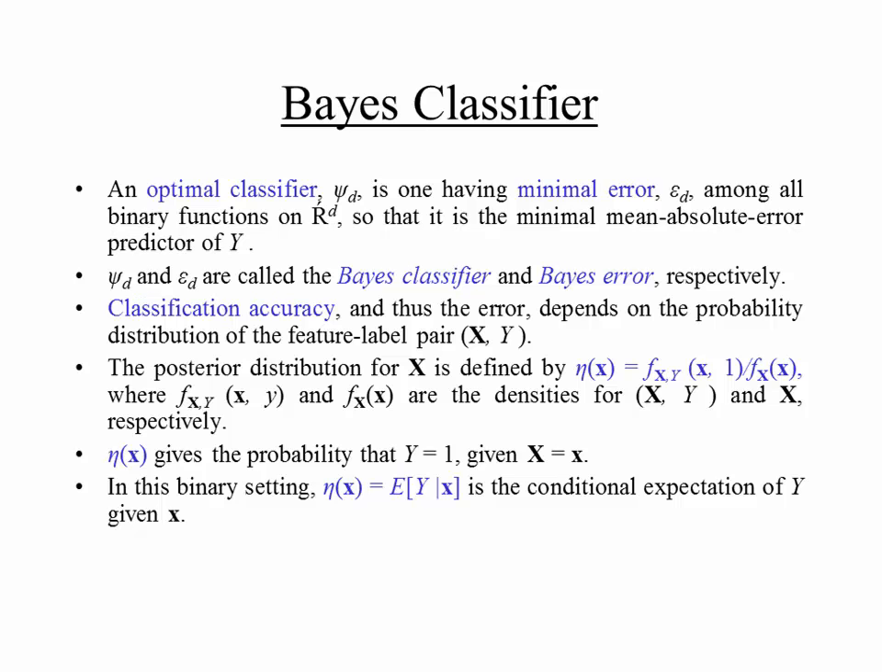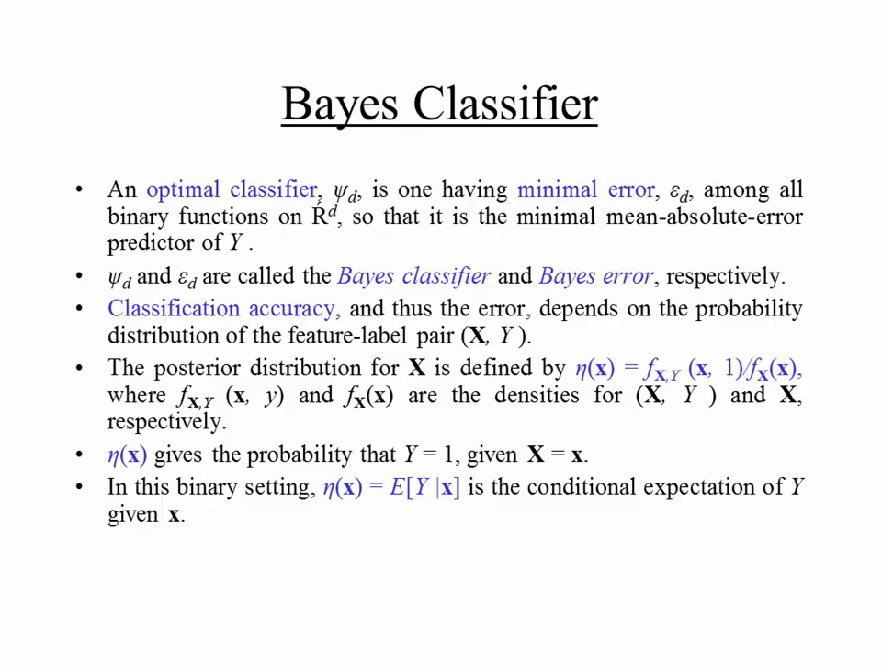Because here you're dividing the density at x and 1 by the density of x, from the definition of conditional probability this quantity is the probability that the class label is 1 given the observation capital X equal to x. And in this binary setting, eta of x is also the conditional expectation of y given x. I explained to you last time why that is the case.